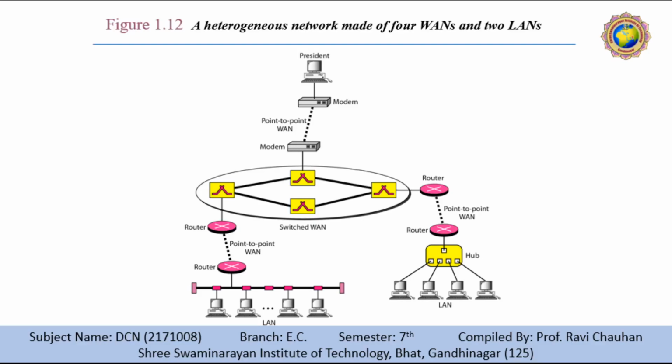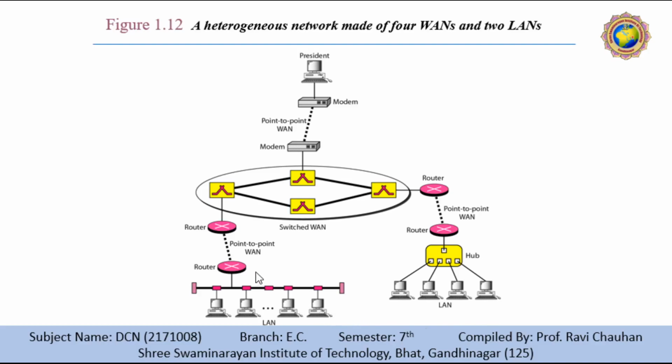To connect a LAN to this switched WAN, however, three point-to-point WANs are required. These point-to-point WANs can be a high-speed DSL line offered by the telephone company or a cable modem line offered by the cable TV provider, as shown in this figure. Over here, three entities are there: our president's computer, our one LAN and our second LAN.